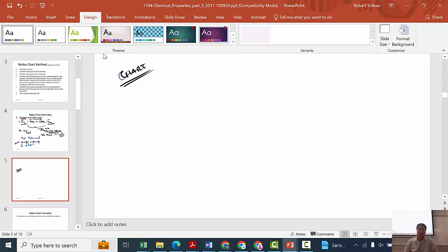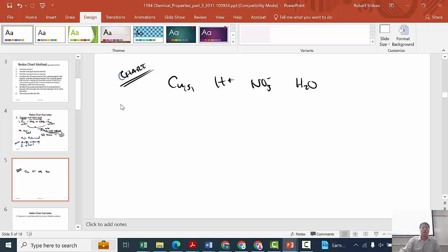So the chart method, we're going to inventory. So the inventory is going to contain copper metal, H plus, nitrate, and there's one more thing present. Do you know what the one more thing present is? Water.